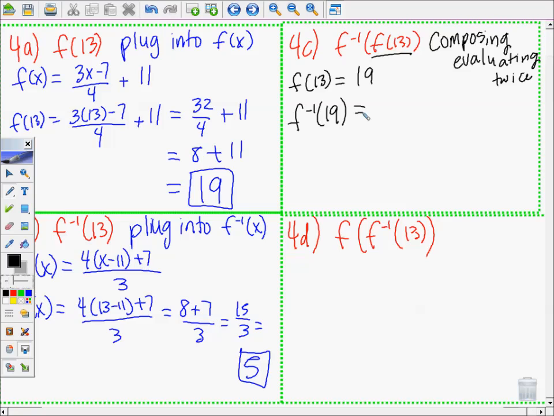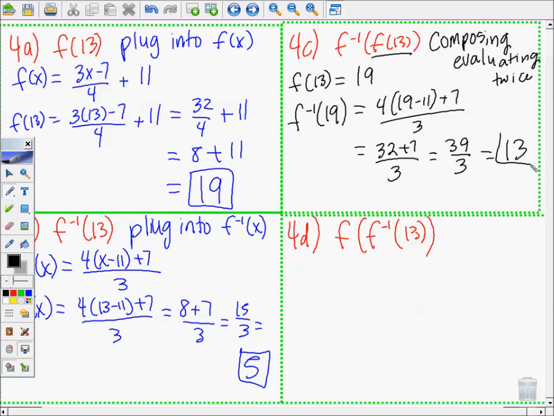All right, so inverse of 19. So I'm going to take 19 and plug it into the inverse. So 4 times 19 minus 11 plus 7 divided by 3. Well, what's 19 minus 11? 8. 4 times 8 is? 32. What is that plus 7? 39. 39 over 3, which equals 13. That's what I'm saying. Was that hard? It's a bit faster.